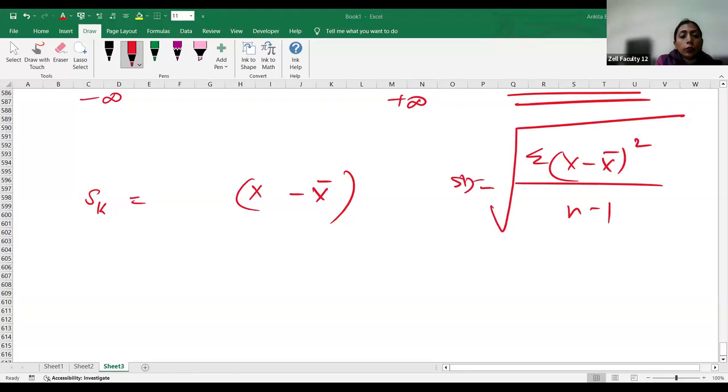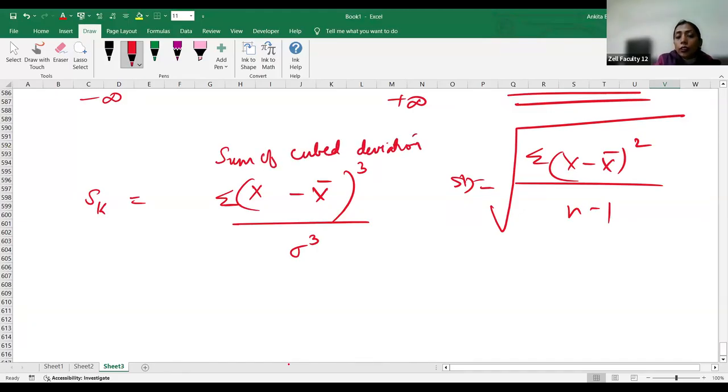But in skewness, what do you do here? You take x minus x bar, whole cube it, and now you divide it by sigma cube. And you add it, of course. So you take x minus x bar whole cube, you add the sum of these deviations, the sum of the cubed deviations. So here you have the sum of the cubed deviations divided by the cube of standard deviation.